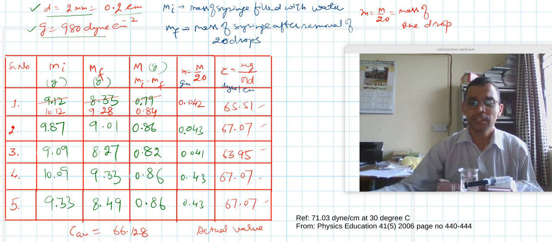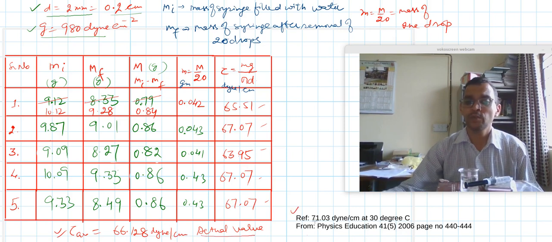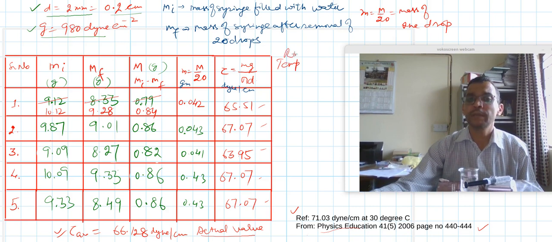Then I have estimated the surface tension in units of dyne per centimeter, and these are the values after a little calculation. If I take the average of these values, it comes out to be 66.128 dyne per centimeter. Let us have a look at the actual value. I have taken 71.03 dyne per centimeter at 30 degrees centigrade from the Physics Education journal. This is the reference of this journal. The room temperature in which I am performing the experiment is 30 degrees centigrade.